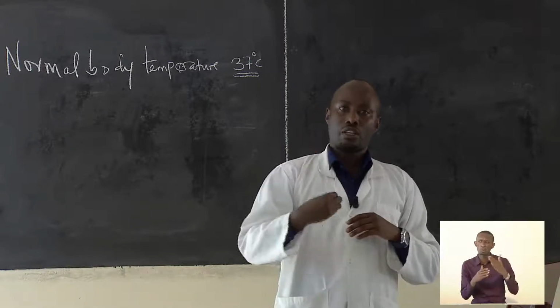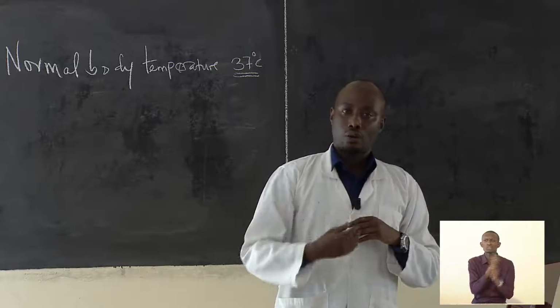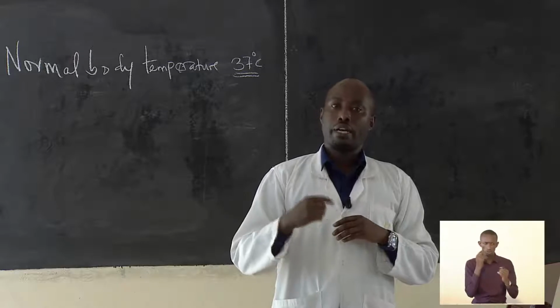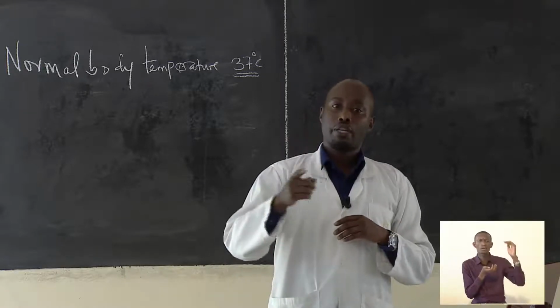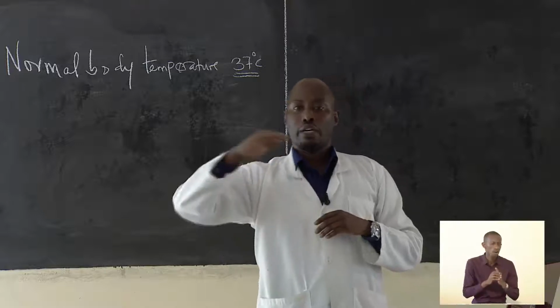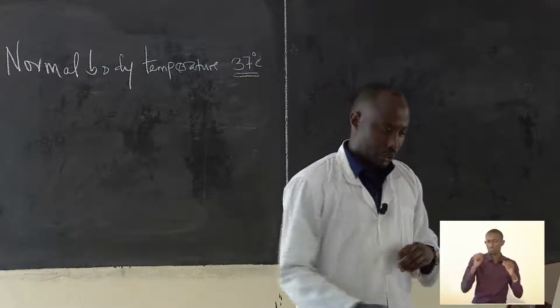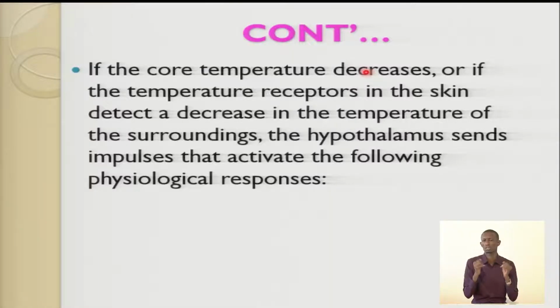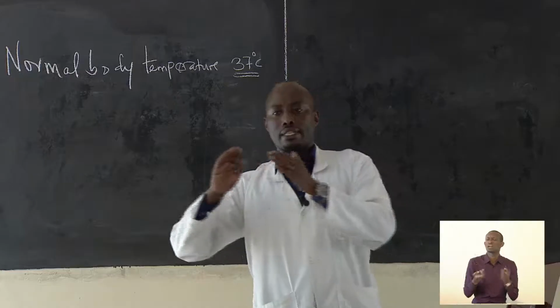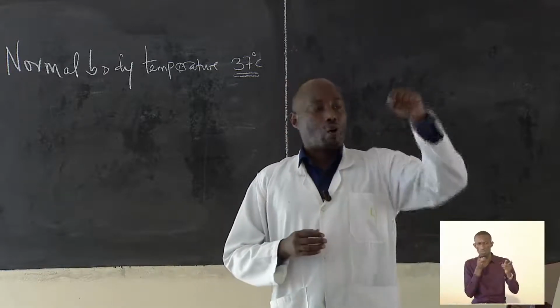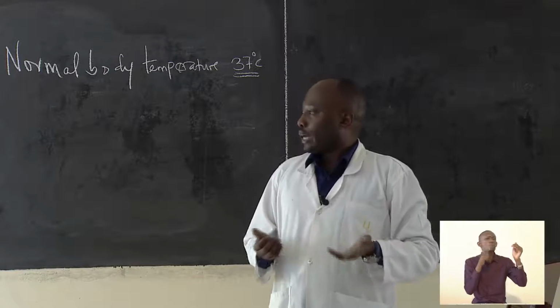Once the temperature changes, there must be a detector, and those detectors are called receptors. They are able to send the information or signals to the brain, and the brain will be able to respond and inform the responsible organ either to lower the temperature or to increase it. Let's talk about what happens if the core temperature decreases, or if the temperature receptors in the skin detect a decrease in temperature. Once these detectors have detected a decrease in the core temperature of the body, what will happen?